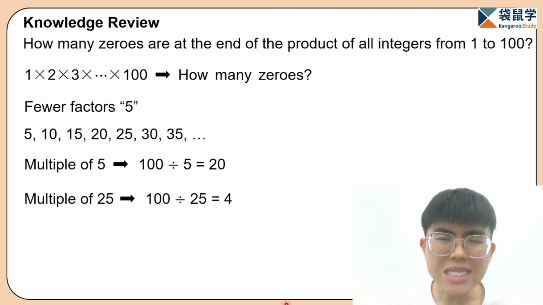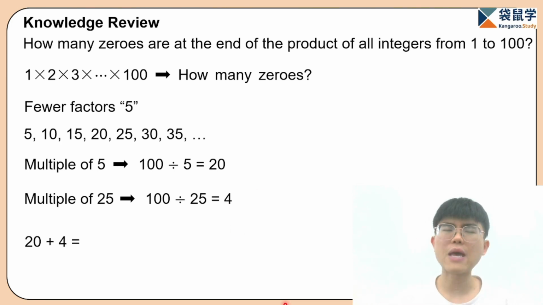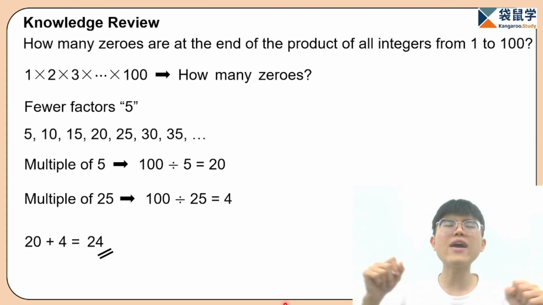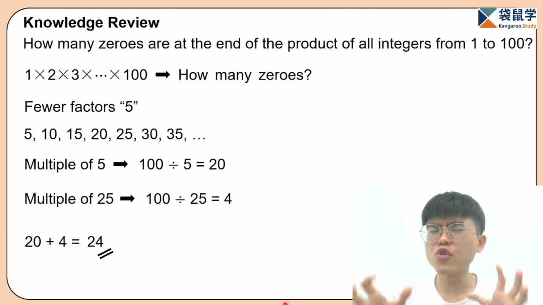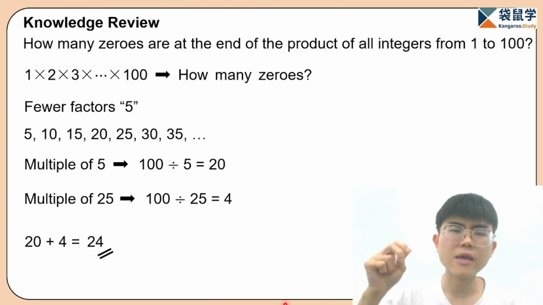Everyone, in this case, we just have 20 here and we have 4 here. We will just have to sum it up and it will be equal to 24. And this is our final answer. So everyone can see that in our question right here, to find out how many ending 0, you just have to determine the number of the factor that has the fewest times of it.